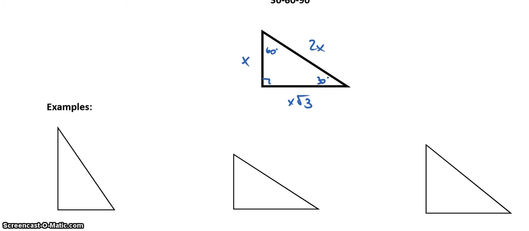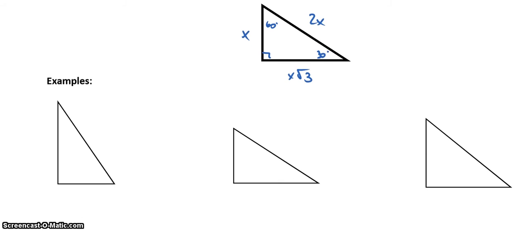Alright, so with the 30, 60, 90, there's really three relationships that can exist. The first relationship is I give you the piece across the 30.